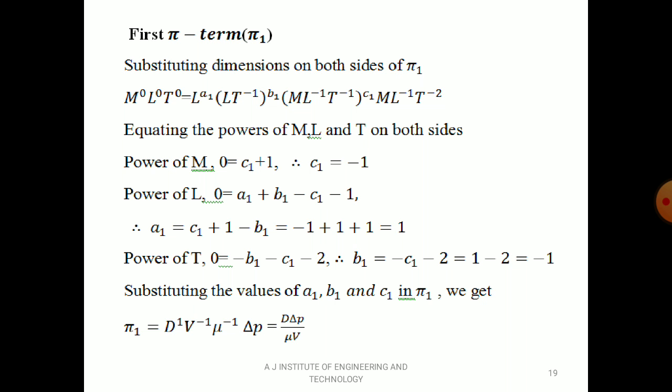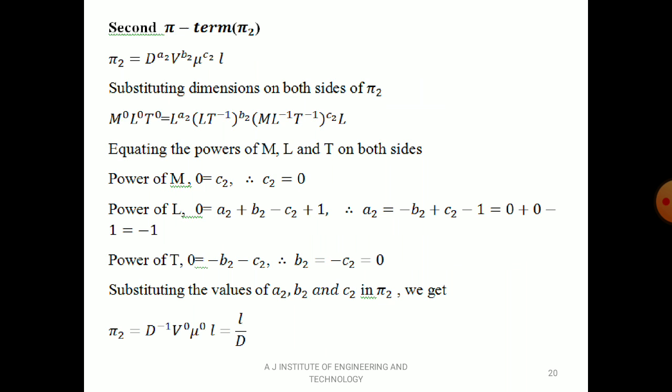Then substituting the values of a1, b1 and c1 in pi1, we get expression for pi1 as this. Pi1 equal to d to the power 1, v to the power minus 1, mu to the power minus 1 into delta p, that is equal to delta p into d divided by mu v. So that is the expression for pi1. Then second pi term, that is pi2. So pi2 equal to d to the power a2, v to the power b2 into mu to the power c2 into l. Substituting the dimensions of both sides of pi2. So I have to substitute dimensions on both sides of pi2.